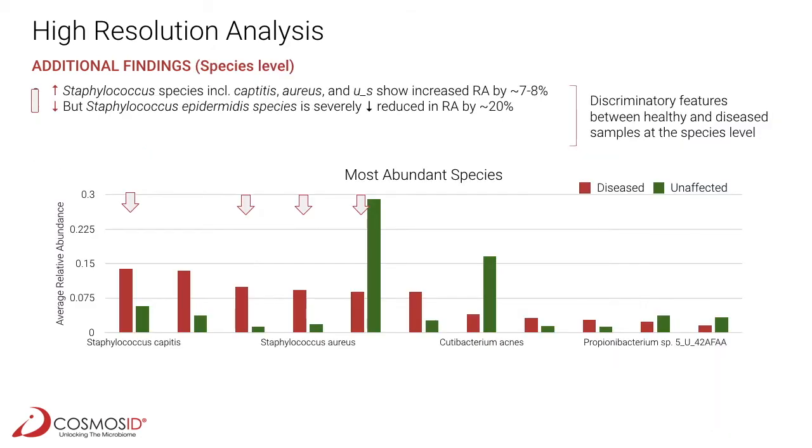This chart depicts the differences between diseased in red and unaffected in green, and it shows that the Staphylococcus species, including capitis and aureus, show increases in relative abundance by on average 7 to 8 percentage points. However, not all Staphylococcus species are in fact increased. Some species, notably Staphylococcus epidermidis, are severely reduced, in fact by over 20% in relative abundance, showing that you have to dive deeper in order to understand how changes in composition may contribute to the disease.